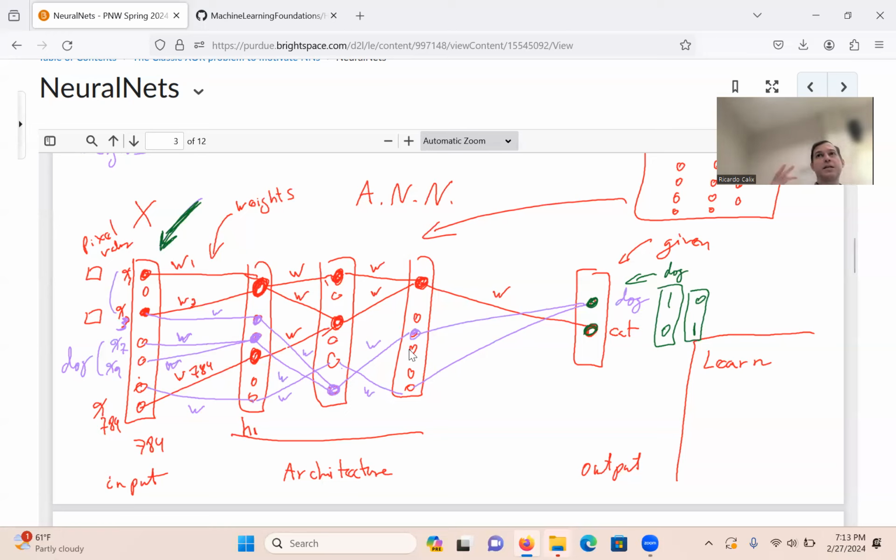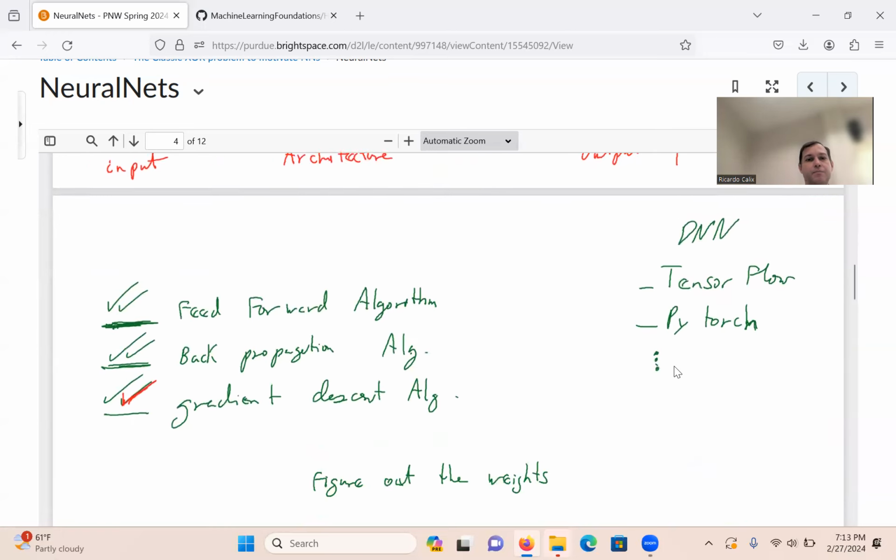If you give the neural net too much space, it'll think too much. Force it to think with less every time. That's kind of a rule of thumb, but at the end of the day, you've got to experiment. All right, let's move on to the next slide.